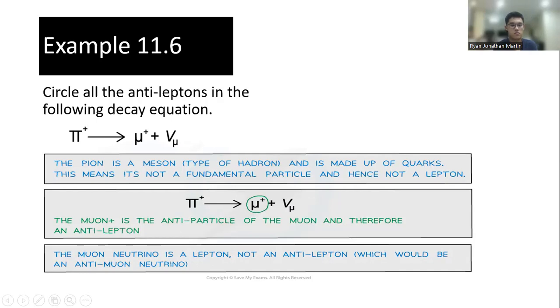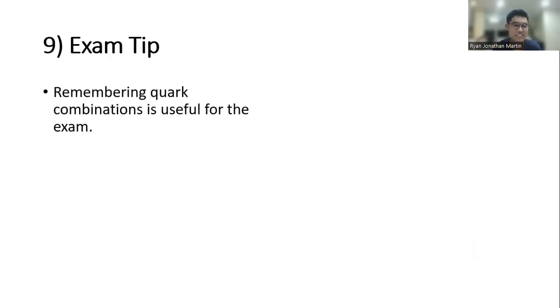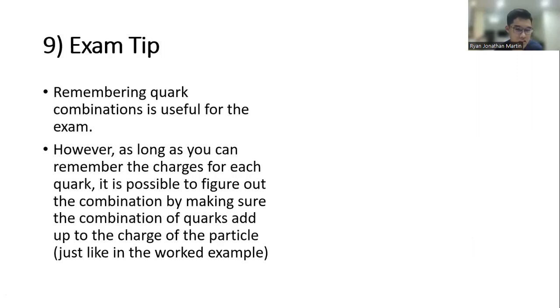This one is more challenging. So I expect some of you to have to think through or crack your head a bit. Remember, quark combination is useful for exam. However, as long as you can remember the charges for each quark, it's possible to figure out the combination by making sure the combination of quarks adds up to the charge of the particle.